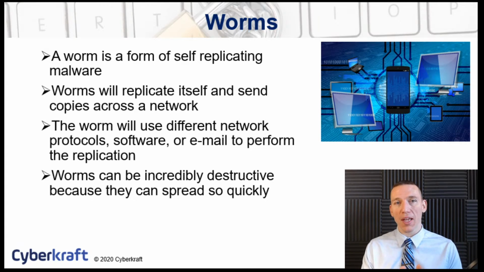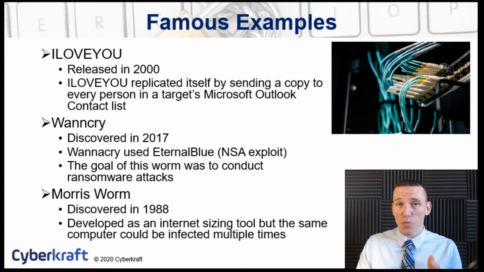So once a worm gets into a network, it can be very devastating for that network, and it can spread incredibly quickly. I'm talking within a matter of seconds. Worms will use different network protocols. They might use a form of software, or they might use email to perform their replication and to send themselves to different devices. Because they can spread so quickly, they can be incredibly destructive.